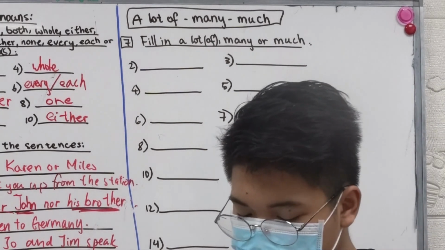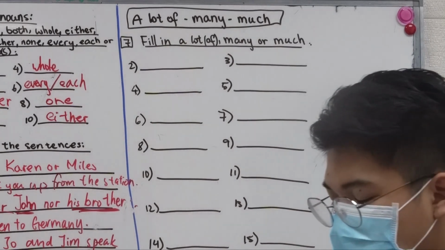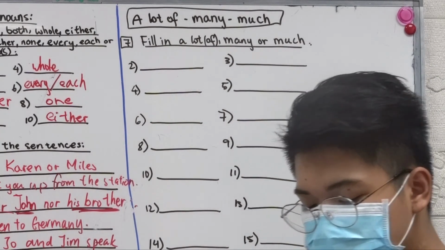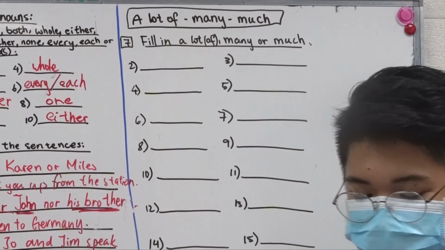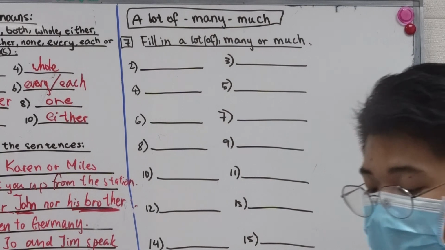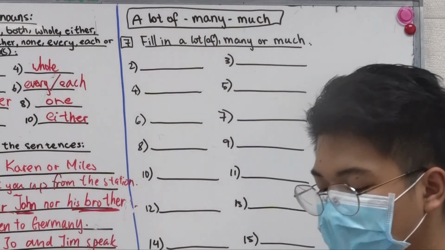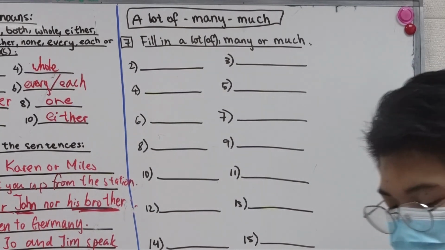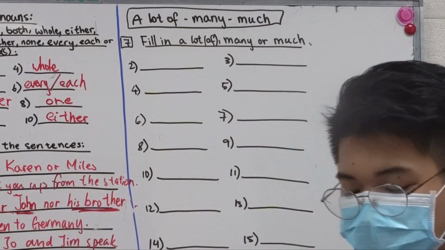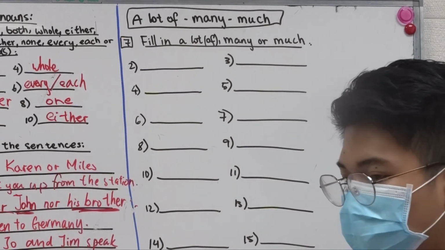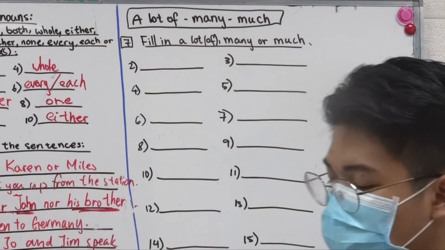Okay. And then of course we have the disambiguation of a lot of, a lots, lots of, a lot, many plus countable, much plus uncountables. Okay. We also have a few plus countables, a little plus uncountables, few plus countables, little plus uncountables, very few, very little, only a few, only a little. All right. So let's go through them one by one. All right. Let me see if we do have enough time.